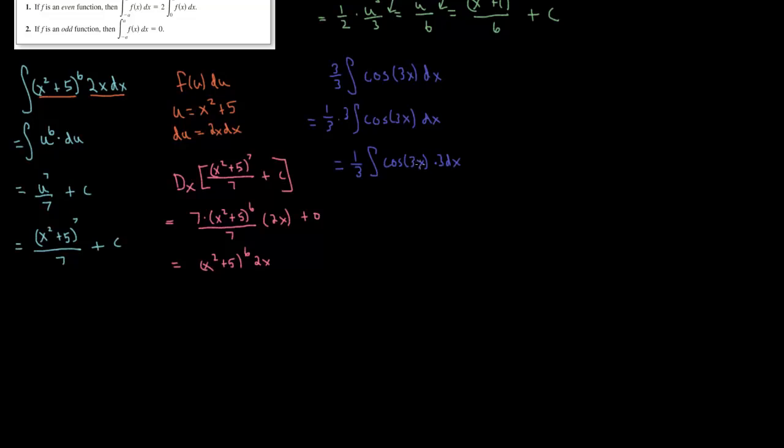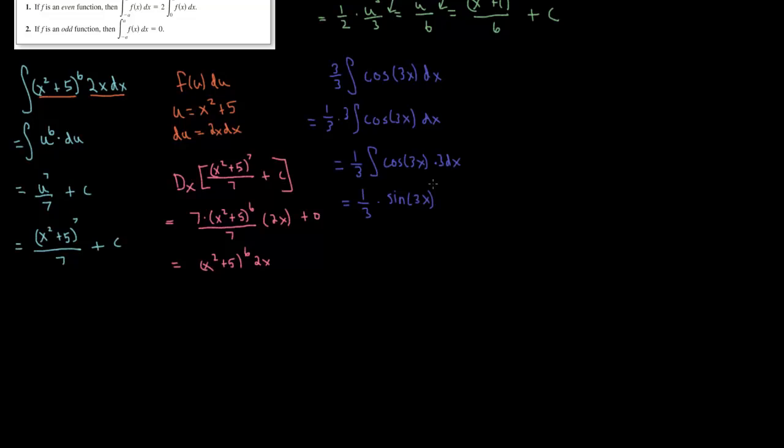So let's say 3x is u. So we have cosine of u times the derivative of u. And so all we have to do now is reverse that process, and now we have a 1/3 out front, we can't forget about that, but we have 1/3, and what's the antiderivative of cosine 3x? Well, it's sine 3x.